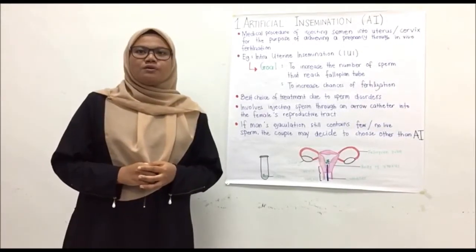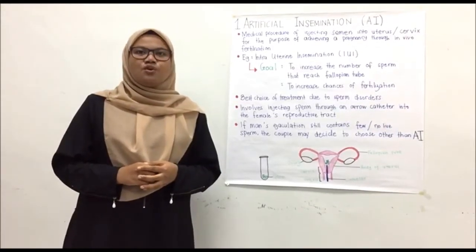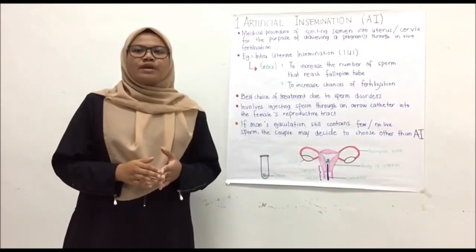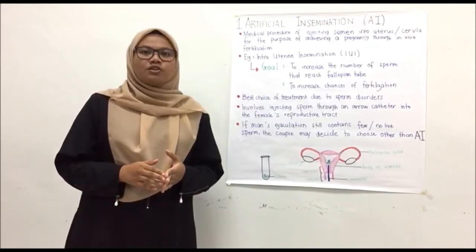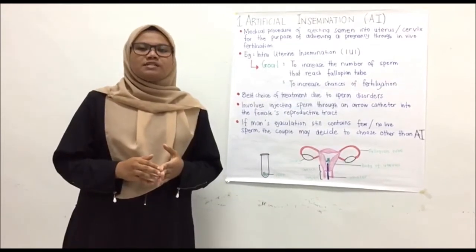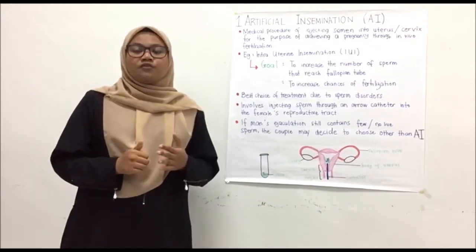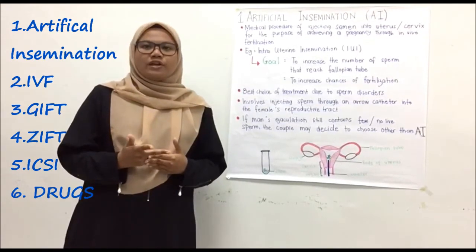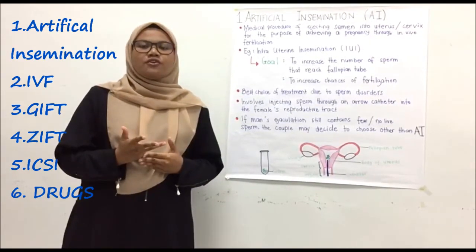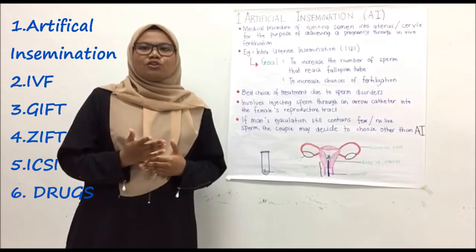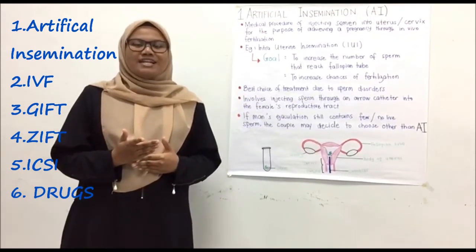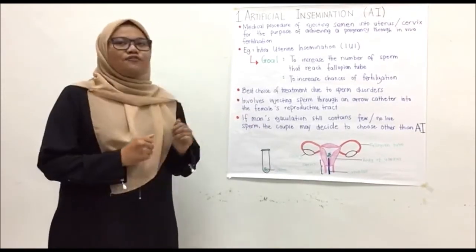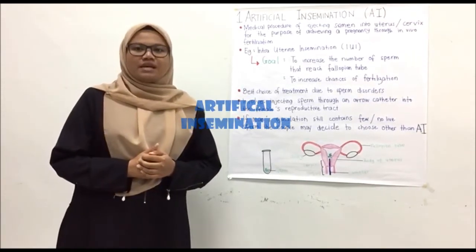I would like to present to you about the way to assist pregnancy, which is also known as assisted reproductive technology. We have 6 types of technologies that can be used to assist pregnancy, which are artificial insemination, in vitro fertilization, gamete intrafallopian transfer, zygote intrafallopian transfer, intracytoplasmic sperm injection, and the usage of drugs. As we can see here, the first step is artificial insemination.